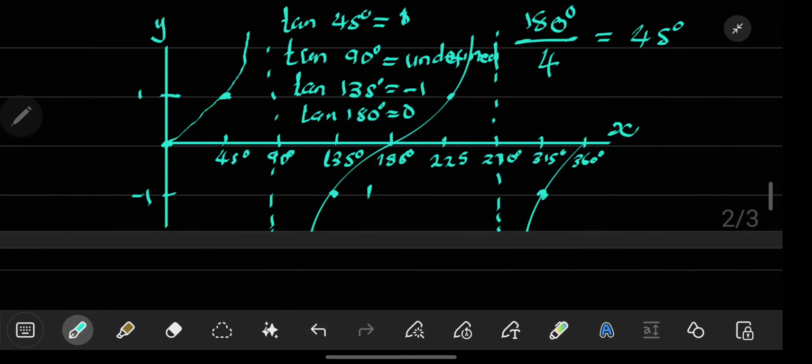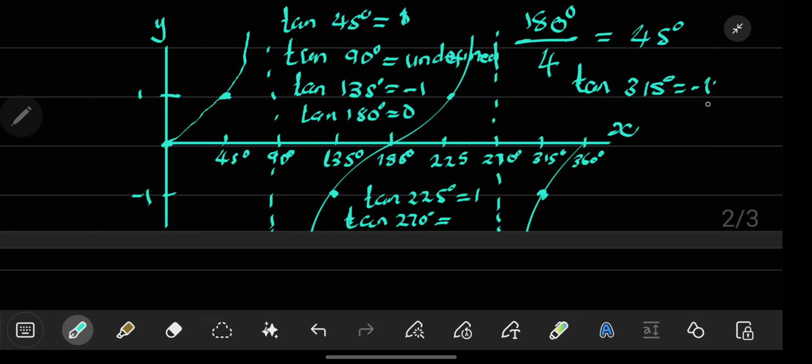And then what about 225? Tan 225 degrees is equal to 1. Right? What about tan 270? Undefined. Okay? What about 315? Tan 315? Even though it's not a special angle. Negative 1. And then finally tan 360? 0. Then those are your special angles.